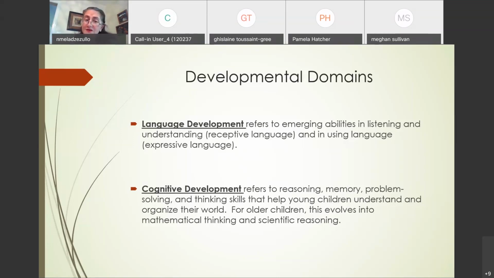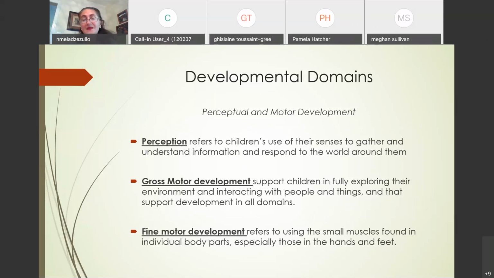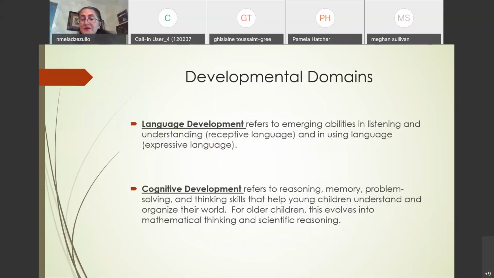Another one, cognitive development. This is a big one. Cognitive development is all about reasoning, memory, problem solving, and thinking skills that help your children to understand and organize their world. Of course, that's mainly for infants and toddlers, and not only. If you're talking about preschoolers, this evolves into mathematical thinking and scientific reasoning.